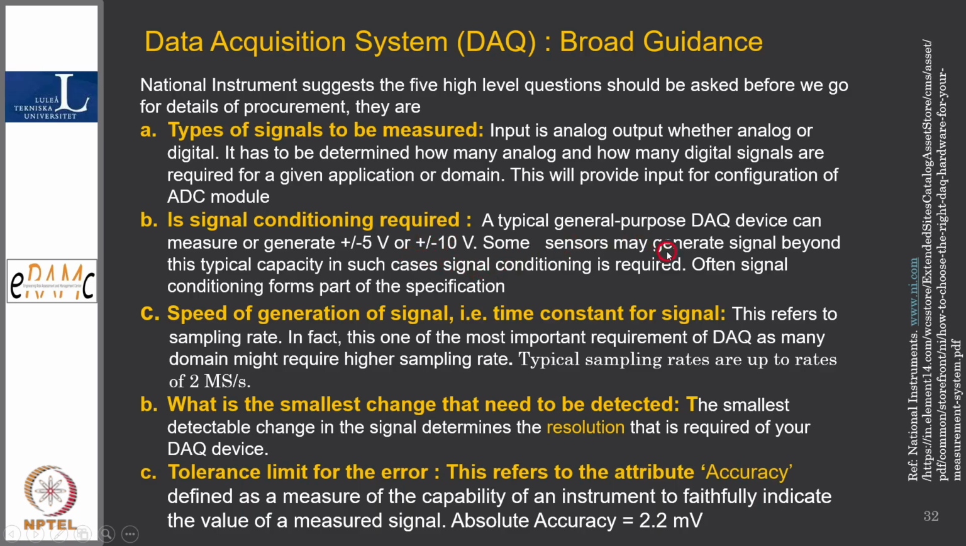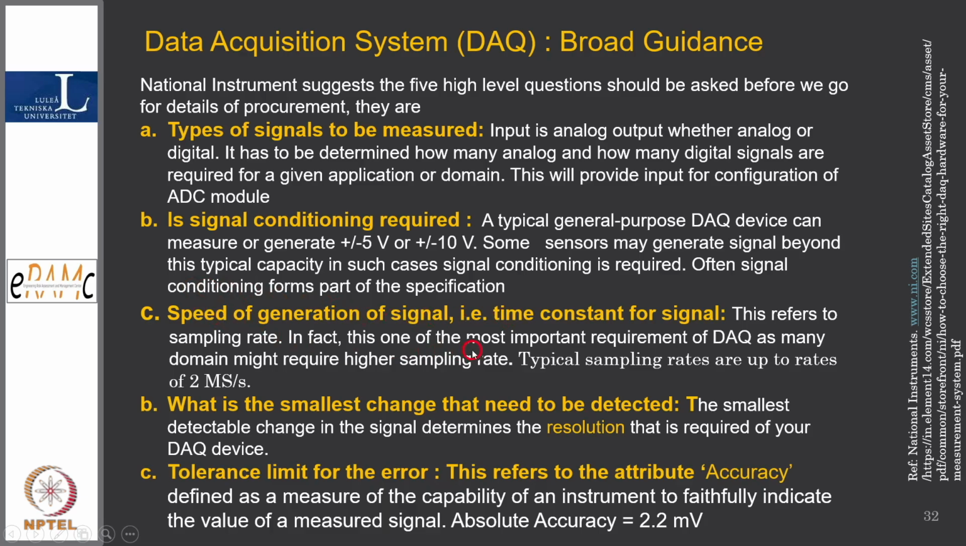A typical general purpose DAQ device measures plus minus 5 volt to plus minus 10 volt. You see, this is the range. Readily available guidance will say plus minus 5 volt to plus minus 10 volt. That is our range. Some sensors may generate signals beyond this typical capacity. In such cases, signal conditioning is required. Often, signal conditioning forms part of the specification.